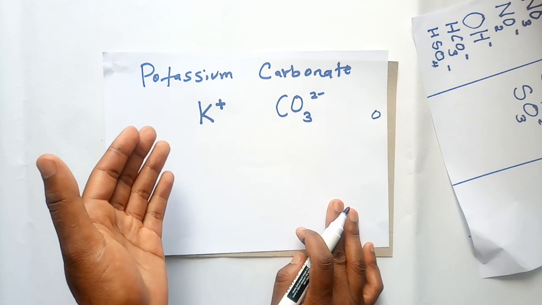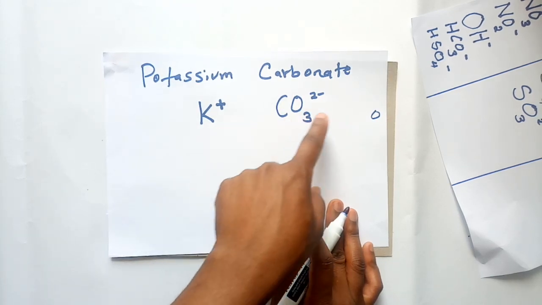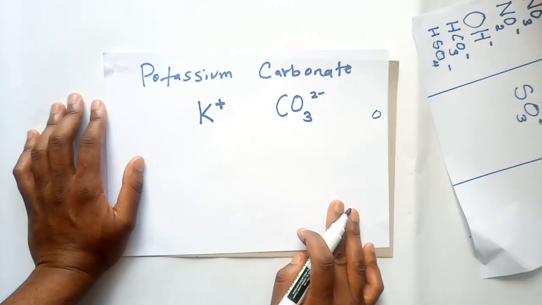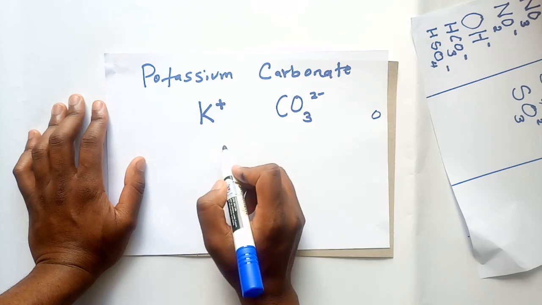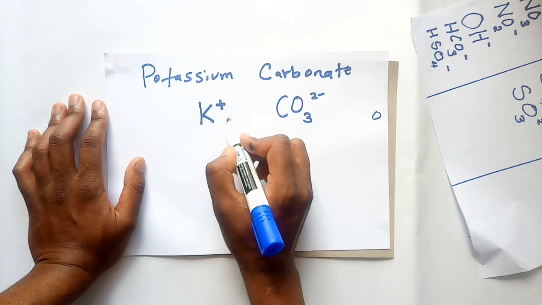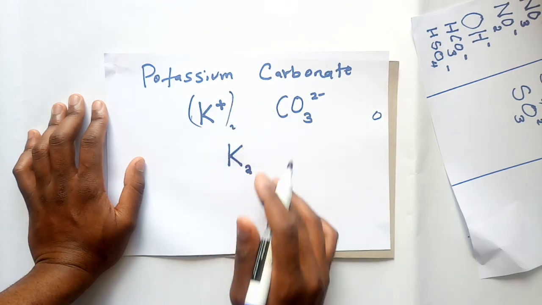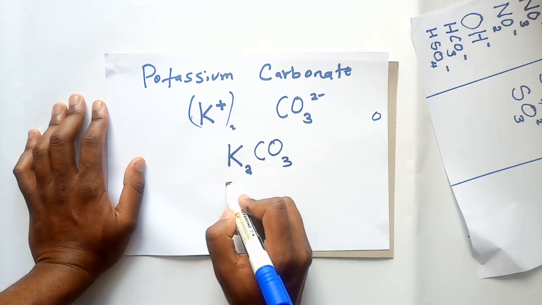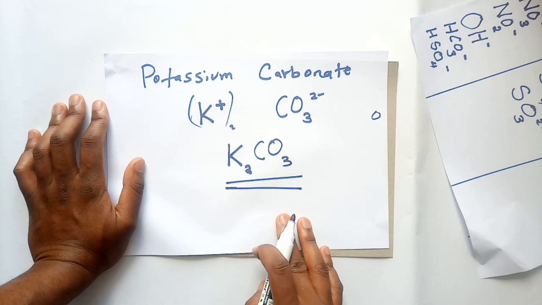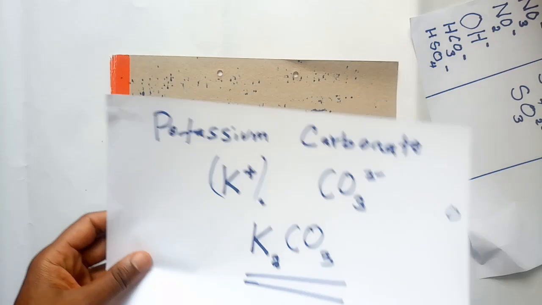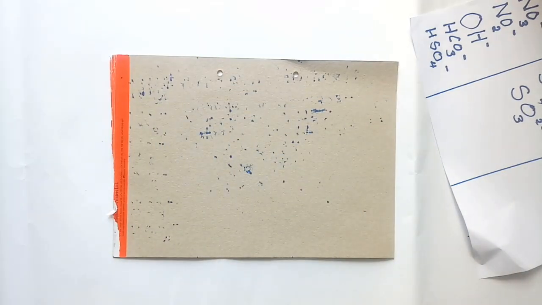It is important for students to know that we make this one 2 so that we can cancel out the charges to give us 0 here. So what do we do? We take this one, it becomes 2, potassium 2. I've simply multiplied this one by 2. So potassium 2 and carbonate, like that. So that becomes the formula of potassium carbonate. As simple as that.